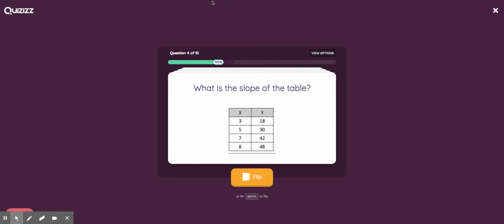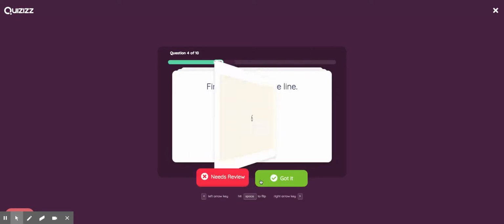In this table, change in y over change in x, so increase of 12, increase of 2, and so 12 over 2 is going to give me 6.